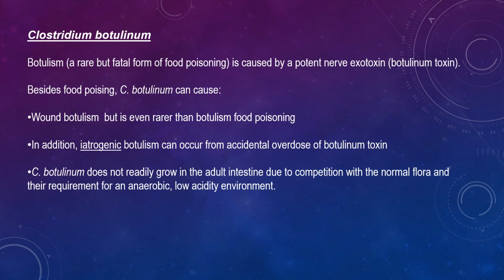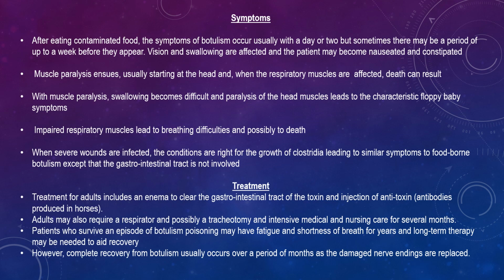Botulinum. Botulism is a rare but fatal form of food poisoning. It's caused by a potent nerve exotoxin, botulinum toxin. Besides food poisoning, C. botulinum can cause wound botulism, which is even rarer than botulism food poisoning. In addition, iatrogenic botulism can occur from accidental overdose of botulinum toxin. C. botulinum does not readily grow in the adult intestine due to competition from the normal flora and the requirement for an anaerobic low acidity environment.